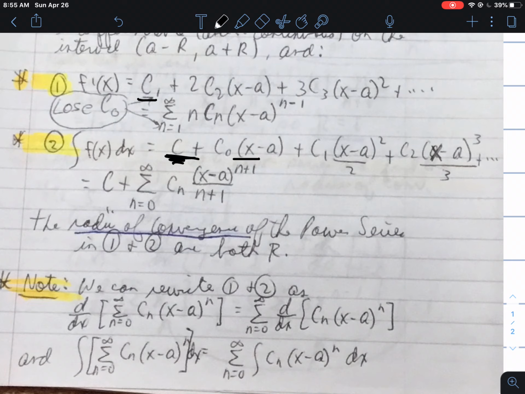Notation at the bottom. Just note before we go further that the derivative of a sum can be written as a sum of a derivative. Integral of a sum can also be written as the sum of an integral. And if you want the proof of that, as always, like I tell you, read the book. Right? But we'll just take that as equivalent notation.